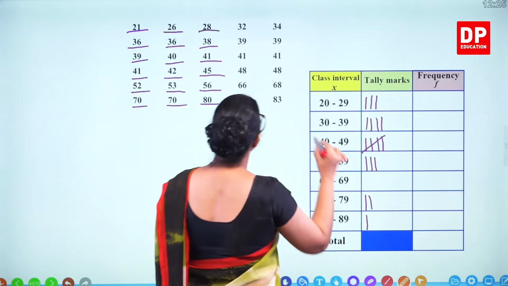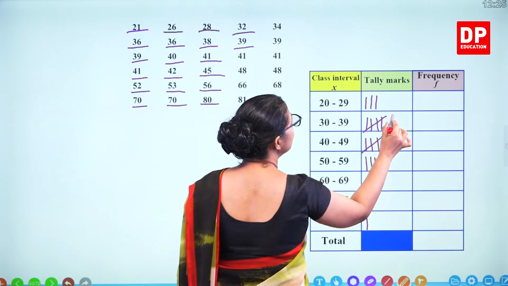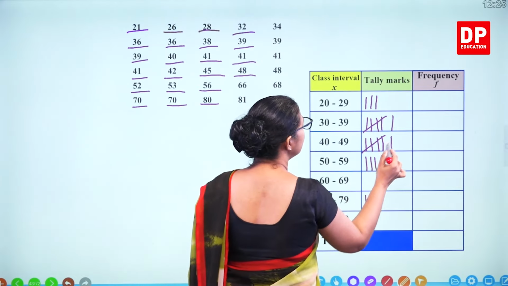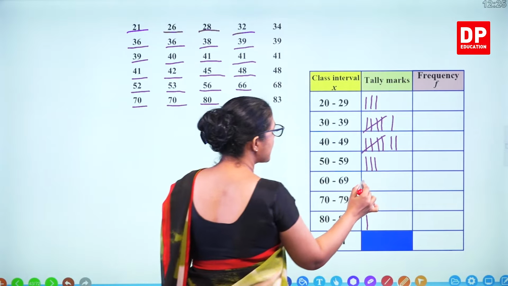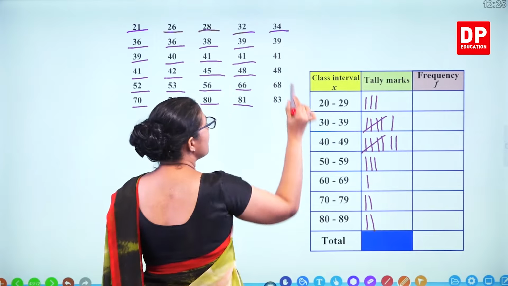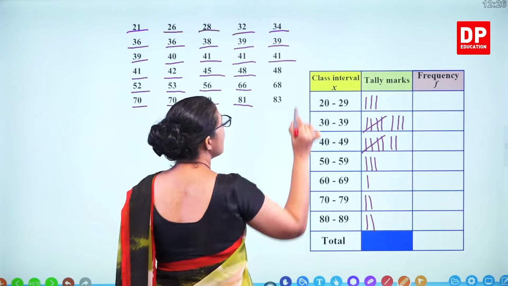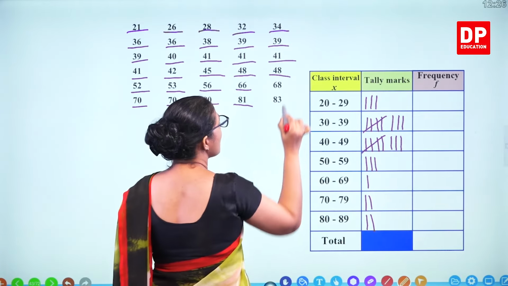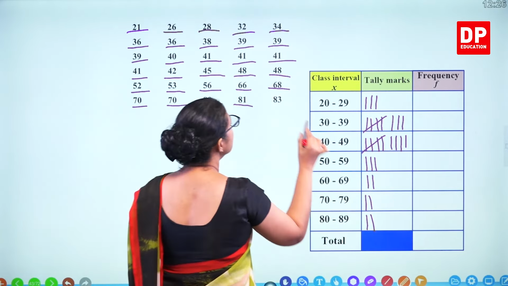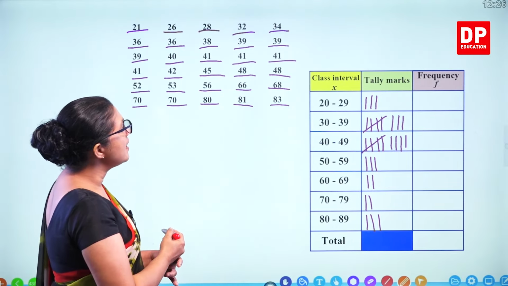80, 32, 39, 41, 48, 66, 81, 34, 39, 41, 48, 68, 83. So now we have all the numbers, we can count.